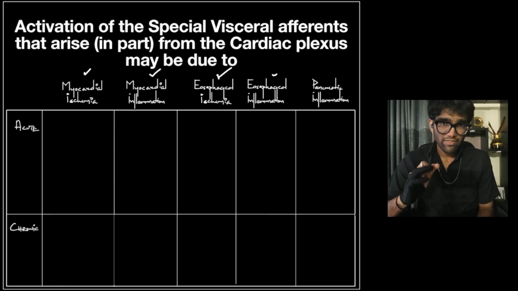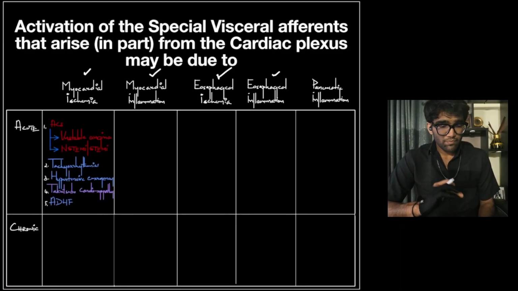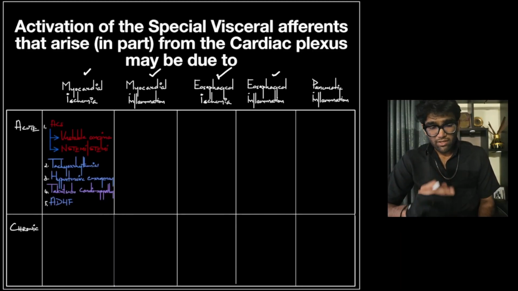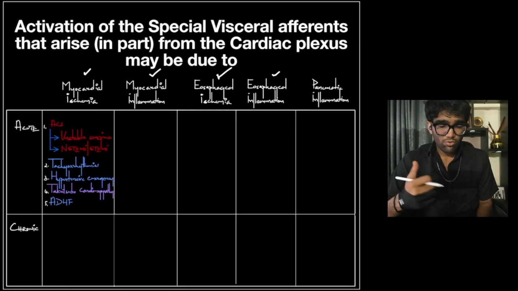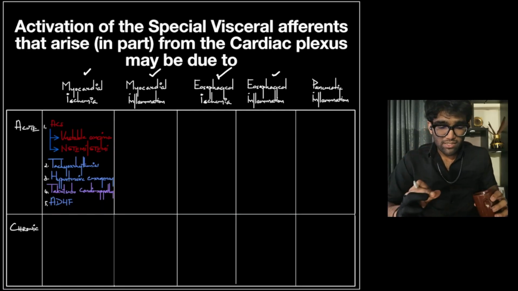In some situations we need to be very vigilant for unstable angina, particularly if the patients have risk factors for ischemic heart disease. Now, myocardial ischemia, as we'll come to, can be due to unstable angina or non-ST elevation or ST elevation MI, both of which come under the broad heading of acute coronary syndromes. It could be due to tachyarrhythmias. It could be due to hypertensive emergencies.